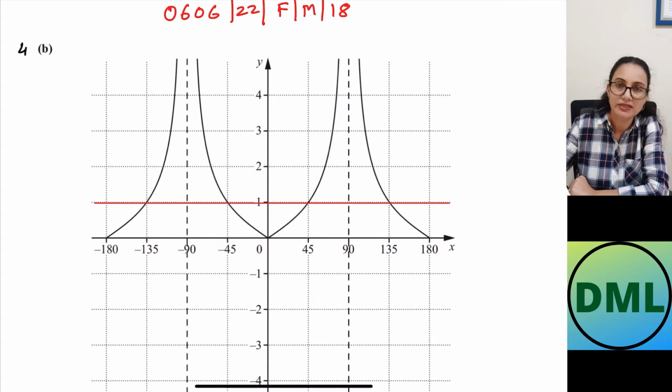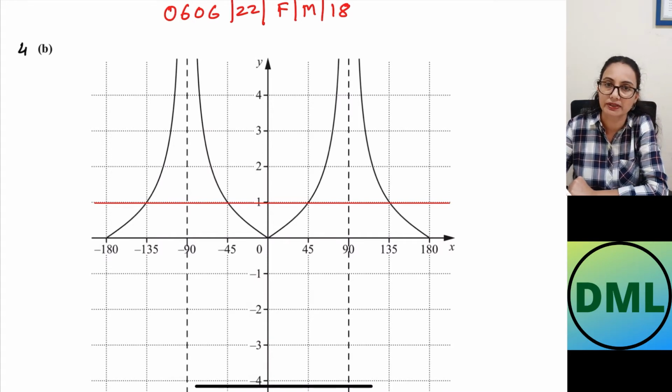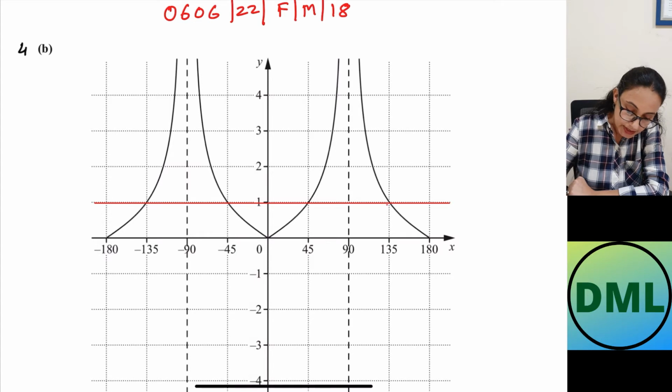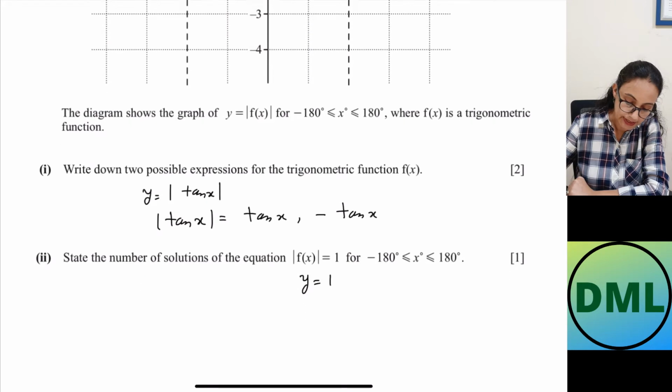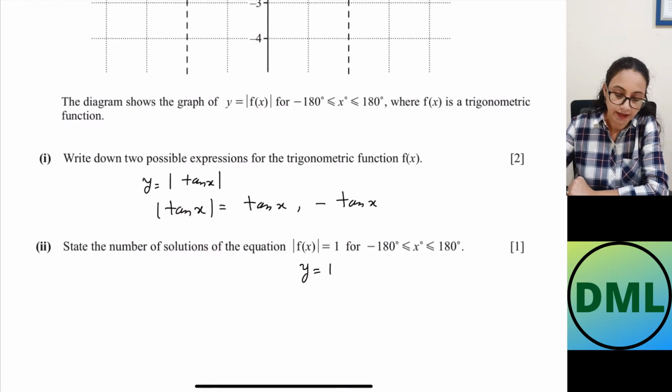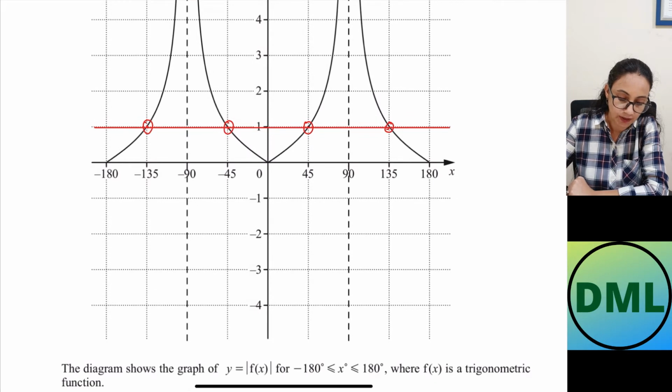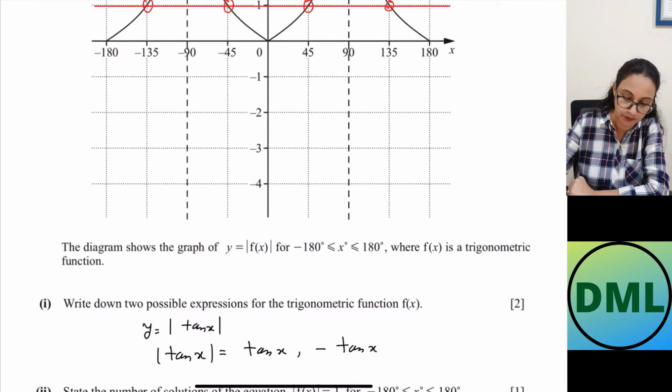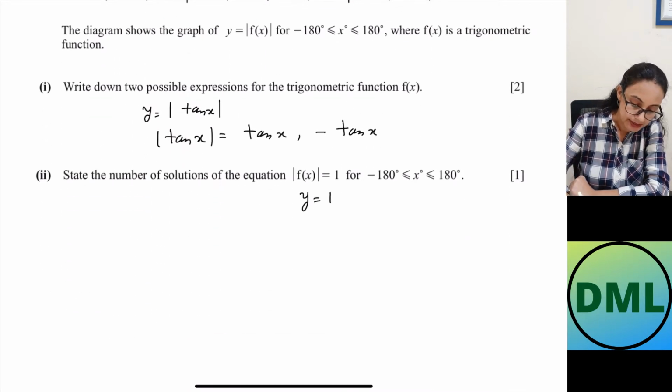So I have to see the intersection of this line with the curve. So the intersection is here at this point, at this point and at this point. So that means there are 4 intersecting points. So he is asking to state the number of solutions. So we have 1, 2, 3 and 4 solutions. So this answer is 4 solutions.